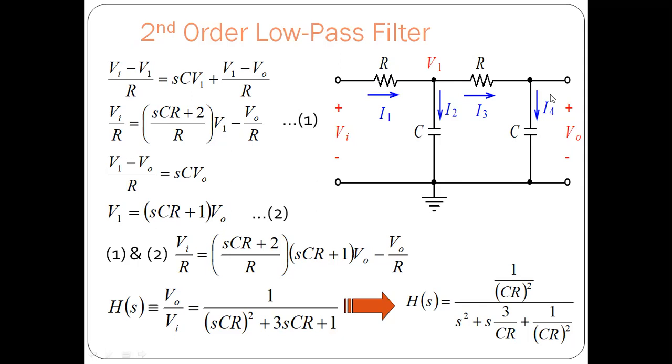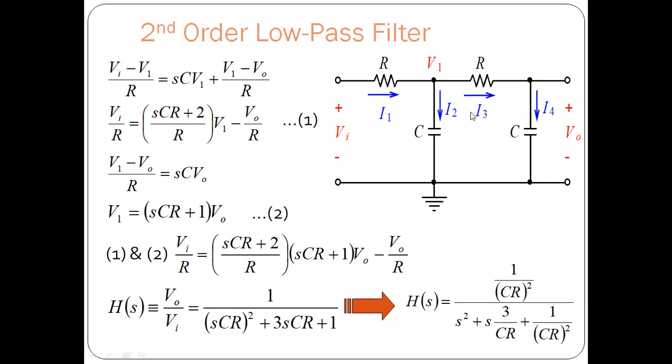This is the circuit for the second order low pass filter. Here you can see the output is considered across the capacitor C, and the input is given on the left side. The current flowing through this resistor is I1, and the current flowing through this capacitor is here. The current divides into two parts at node V1, that is I3 and I2, and then I3 flows through I4 as well as I naught.